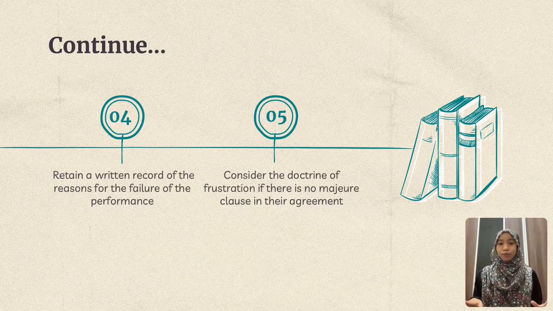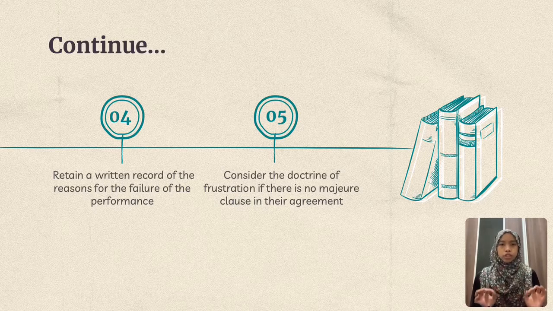Okay, let's move. The fourth one, the parties should retain a written record of the reasons for the failure of the performance. And the last one, they need to consider the doctrine of frustration as Aina presented before, if there is no force majeure clause in their agreement.